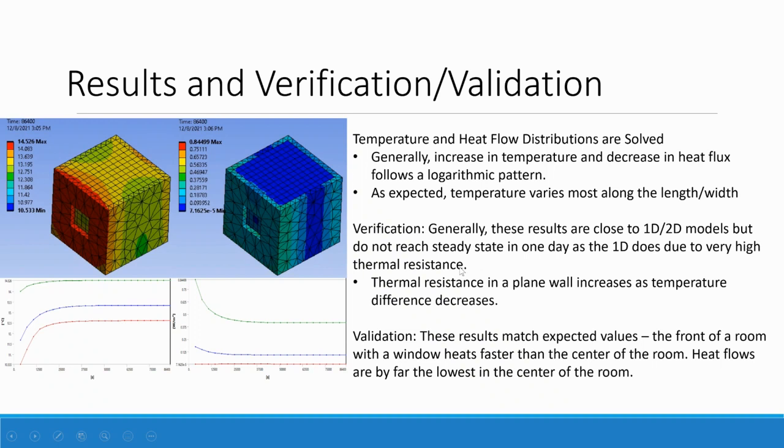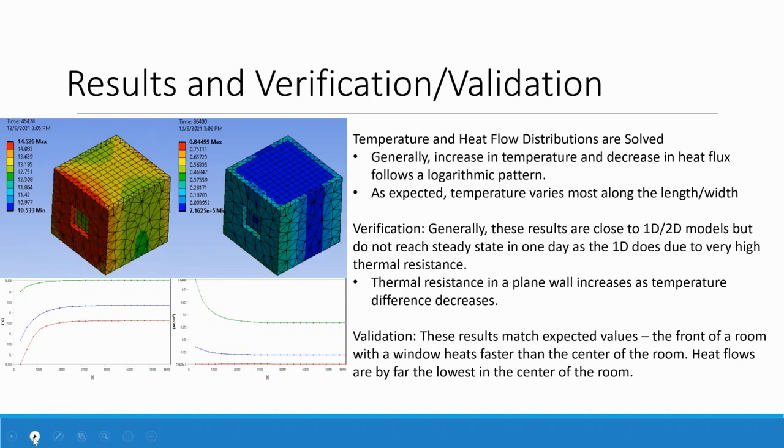So our verification is that these results are generally close to the 1D and 2D models, although this does not reach steady state due to increasing effective thermal resistance with time accounted for in ANSYS. And our validation is that, of course, these match expected results where temperature increases near the beginning of the time interval, since there's a larger temperature difference.